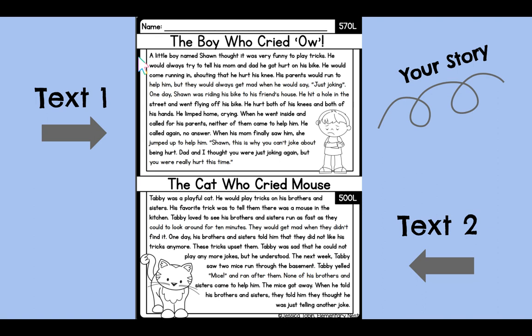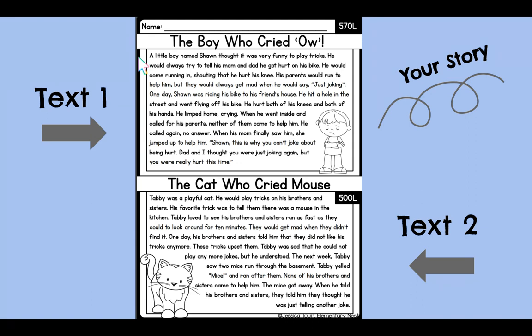A little boy named Sean thought it was very funny to play tricks. He would always try to tell his mom and dad he got hurt on his bike. He would come running in, shouting that he hurt his knee. His parents would run to help him, but they would always get mad when he would say, "Just joking."